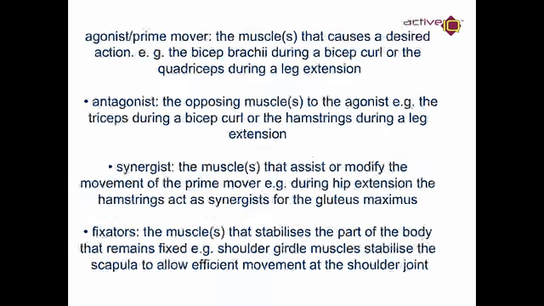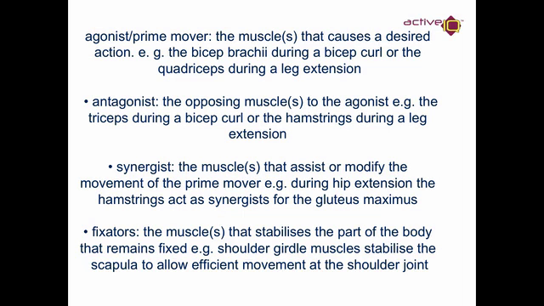Now, we have the different roles that a muscle can play during a movement. You have the agonist, or another word for an agonist is the prime mover. And the prime mover is the muscle that causes a desired action. So, again, if we went back to our bicep curl, our bicep is the muscle. If we do a bicep curl, our main muscle that we're working there, the prime mover, is our bicep. It's the muscle doing most of the work.